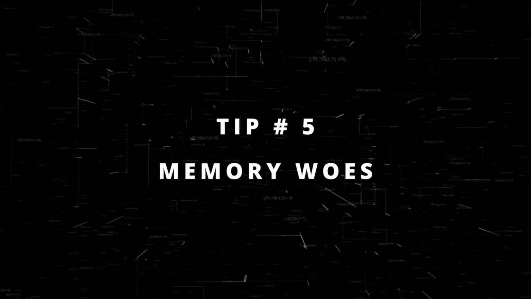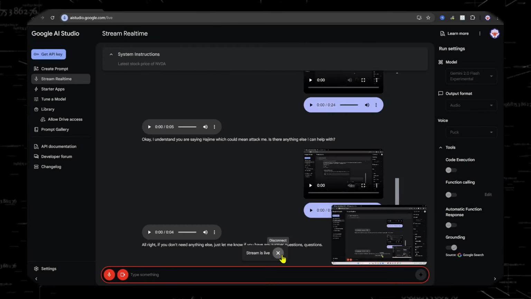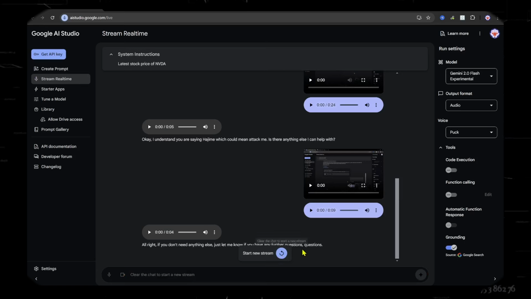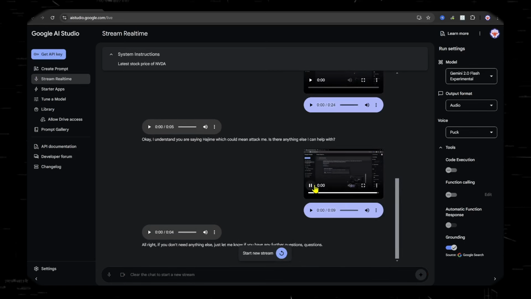Tip number 5, memory woes. Gemini does have session-based memory, but as soon as you refresh or start a new session, it's all gone, including chat history. If the conversation is important, make sure to manually save anything you need.